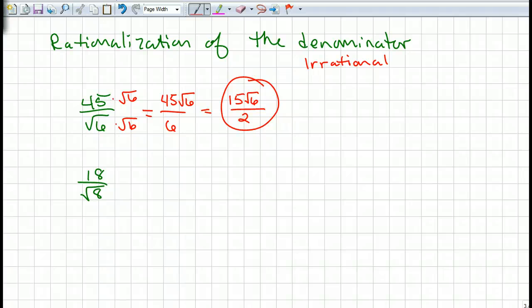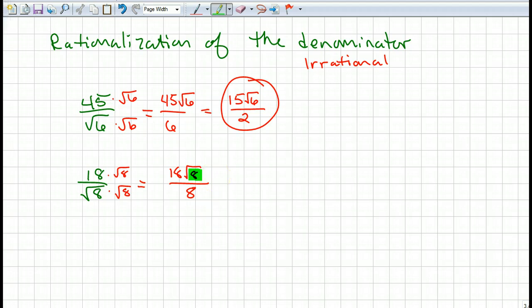We're going to do the same exact thing with the second one. The denominator is irrational. We need to make it rational. So to do that, I'm going to multiply top and bottom by what? Yep, square root of 8. So this will be 18 square root of 8 over 8. One thing I've noticed is that this particular square root is not simplified yet.